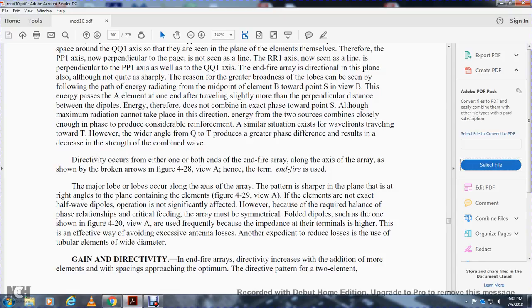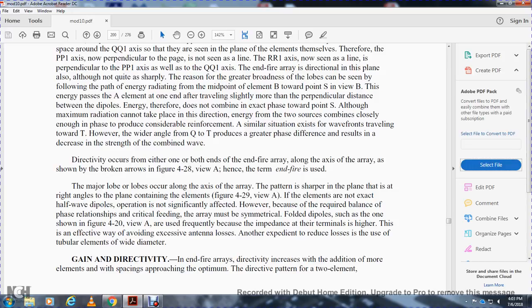The pattern is sharper in the plane at the right angle to the plate containing the elements, as in figure 429 view A. If the elements are not exactly halfway with the operation, it is not significantly affected; however, they become the required balance of the base phase relationship. The critical feeding of the array must be symmetrical, full of dipoles such as shown in figure 420 view A.